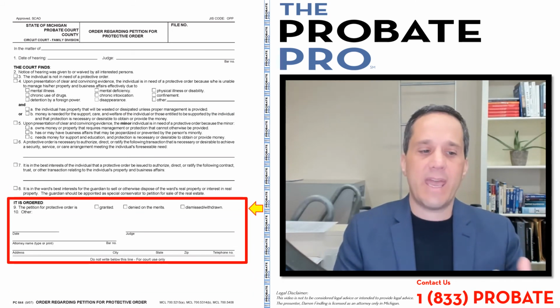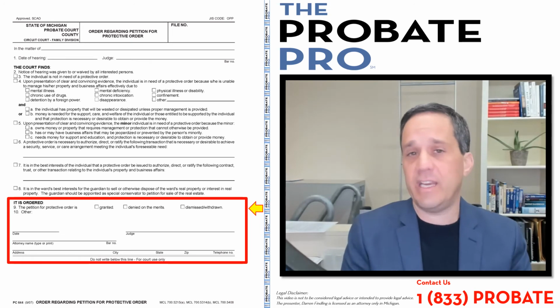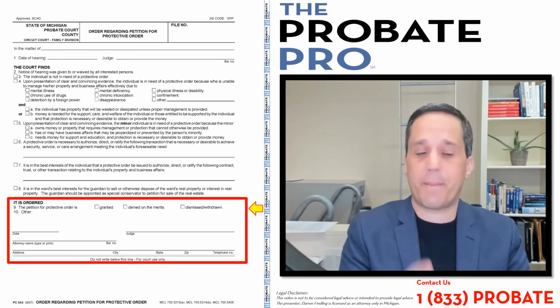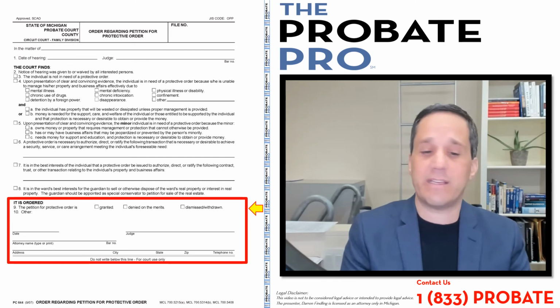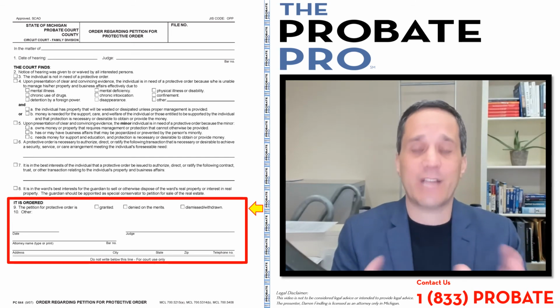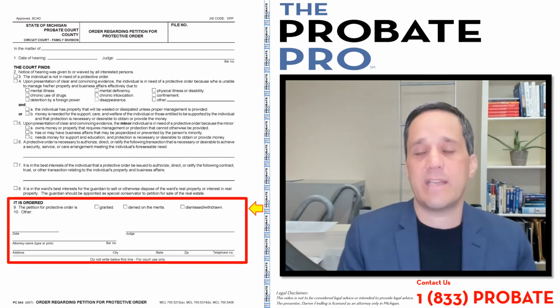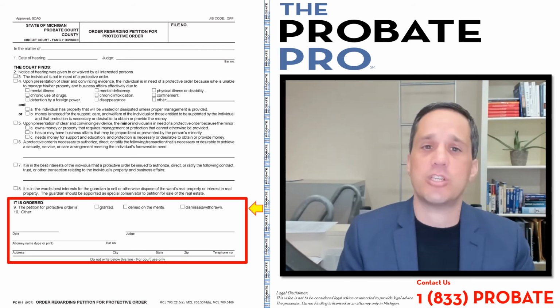Number 9 and 10 are the order provision, and here it's pretty straightforward. There are some check boxes for it being denied, granted, or dismissed, withdrawn, as well as this catch-all "other" in which the court can identify the provisions of that order.